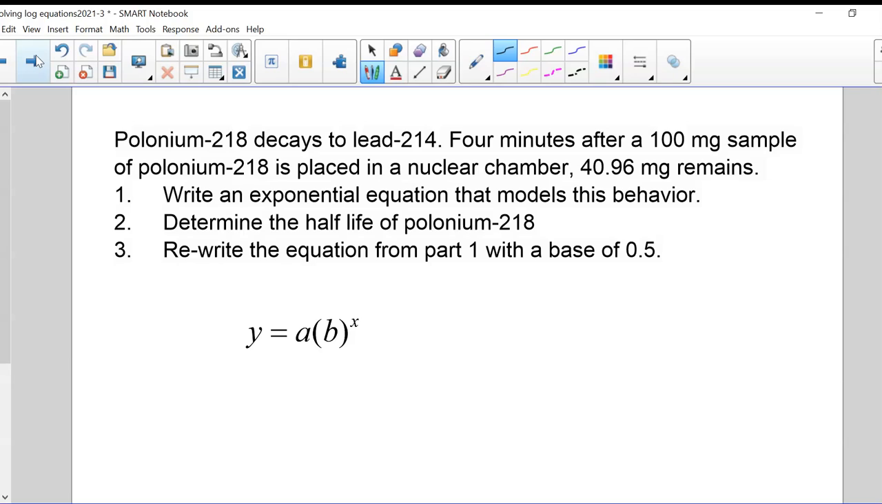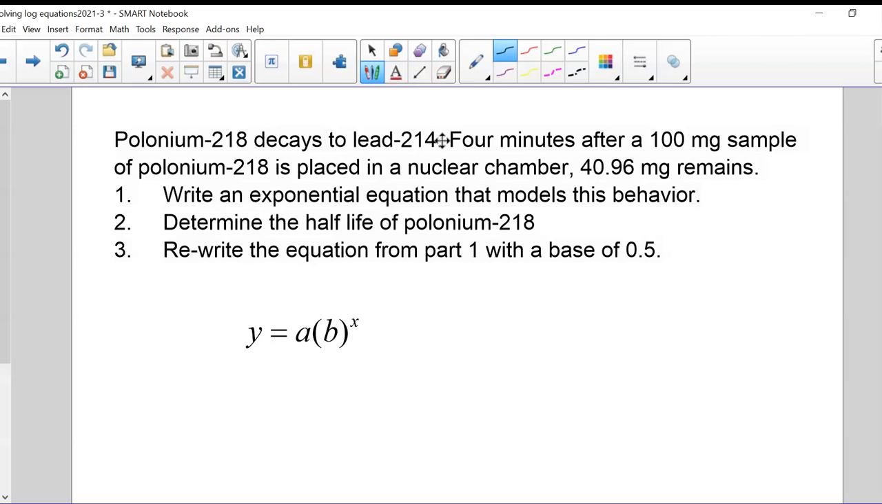Now, there are two ways that we can write this exponential function, right? In fact, part 3 of this question says rewrite the equation for part 1 with a base of 0.5. So we're going to write it first not with a base of 0.5. We're going to write it using the exponential format, where y is equal to some initial value times some base raised to the power of x. We need to figure out what the a and the b are that would make this equation work.